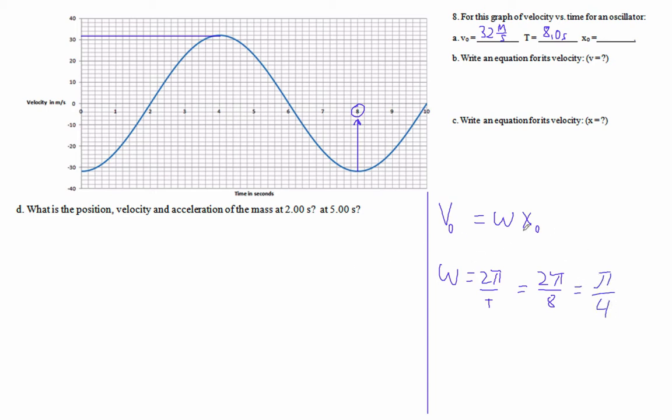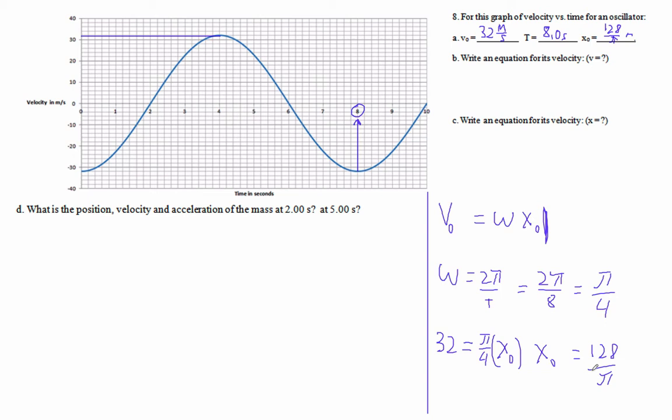Okay, so if we just recast this, v, the maximum velocity, is 32 from there, is equal to pi over 4 times x naught. Doesn't that mean that x naught is, well, 4 times 32 is 128 over pi? So this is 128 over pi. That's our meters, I guess, if we wanted to label the units.